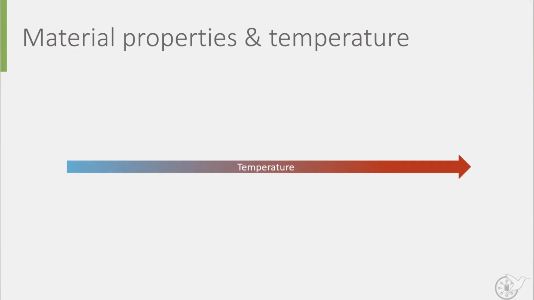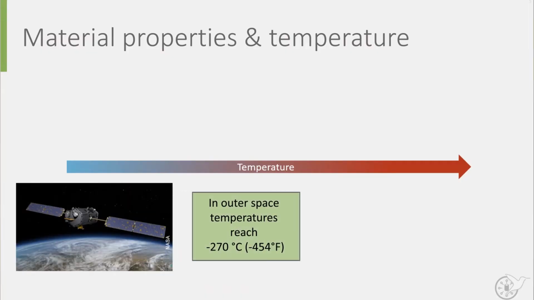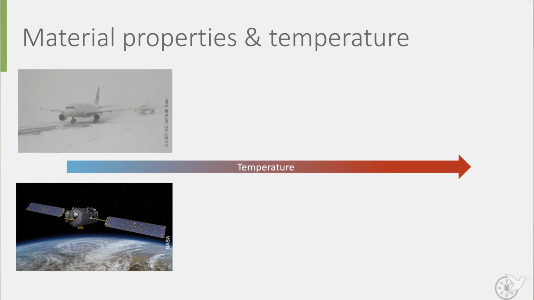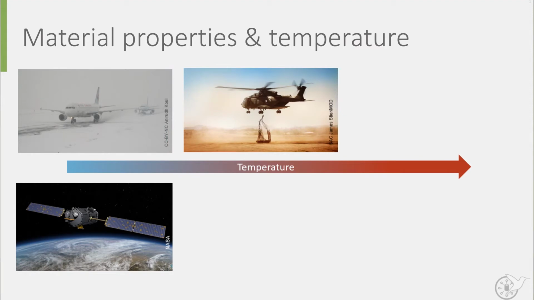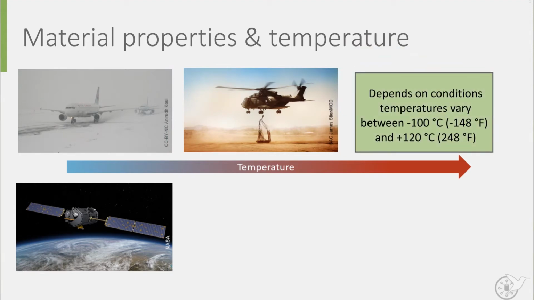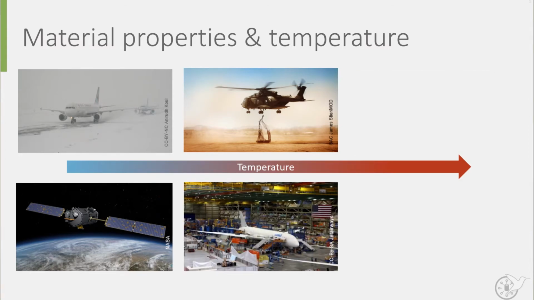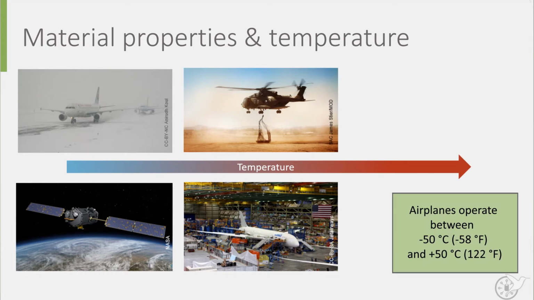Materials and structures in aerospace often have to operate at many different temperatures, ranging from high to low and for a long time. For instance, in space it's pretty cold. In outer space the temperature reaches -270 degrees Celsius. Closer to Earth, it depends on whether an object is in the sun or in the shade, with temperatures varying from 120 degrees Celsius to -100 degrees Celsius. Aircraft also have to operate in temperatures ranging from -50 degrees Celsius and up to +50 degrees Celsius.